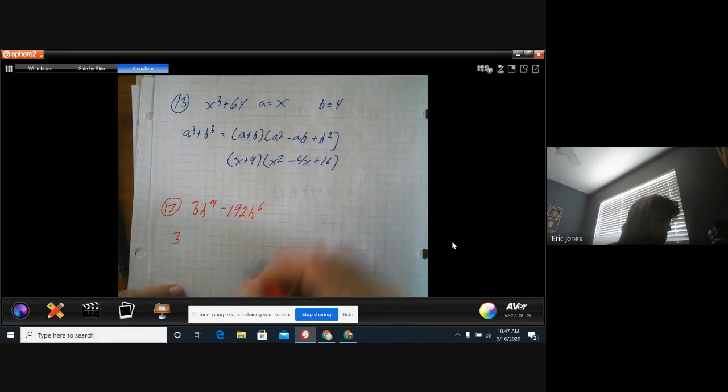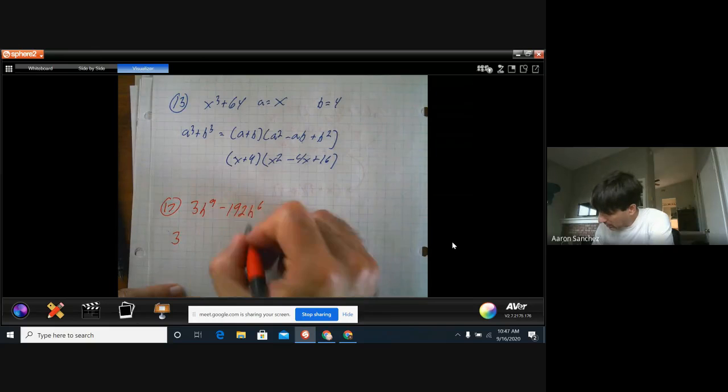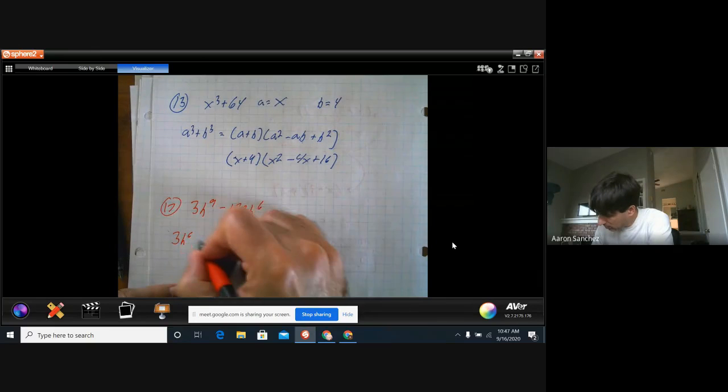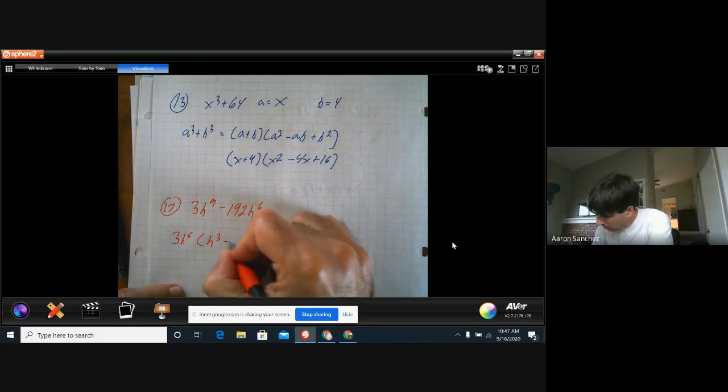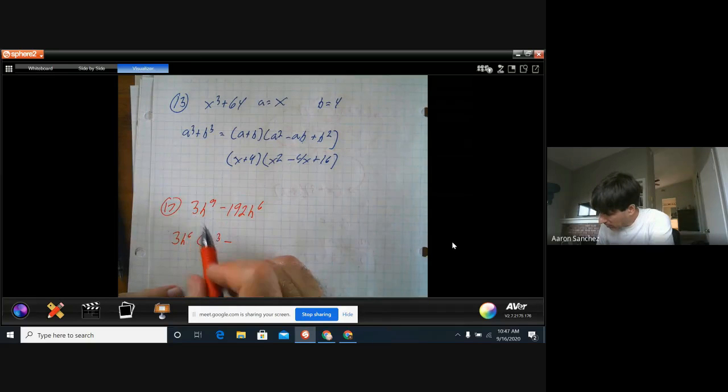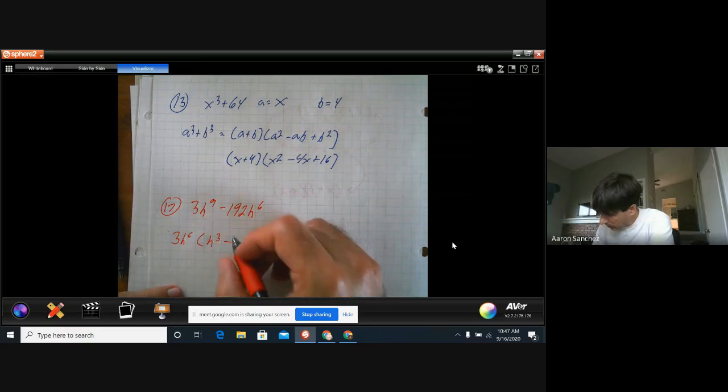3h to the 6th power. I can take 6 out. Thank you so much, Eric Jones. So this becomes h cubed, because 3 divided by 3 is 1. Take out 6 h's. And 192 divided by 3 is 64.